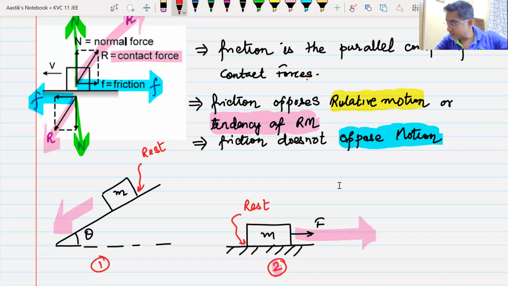Now, as soon as we understand this, the next point is known as the angle of friction. What do you mean by this angle of friction?